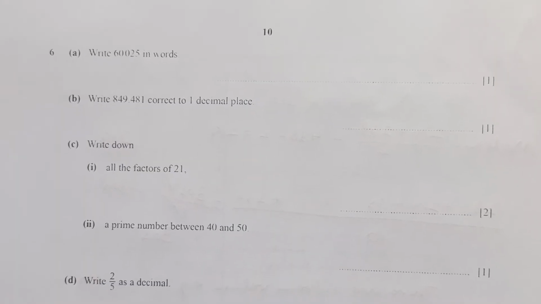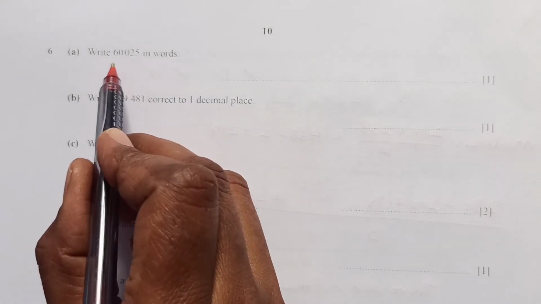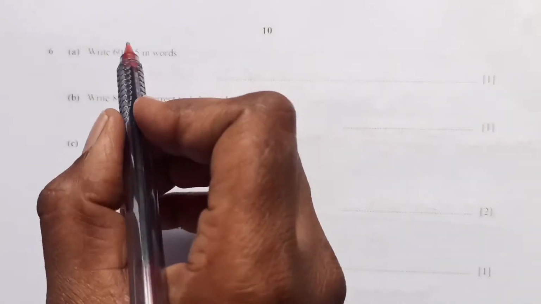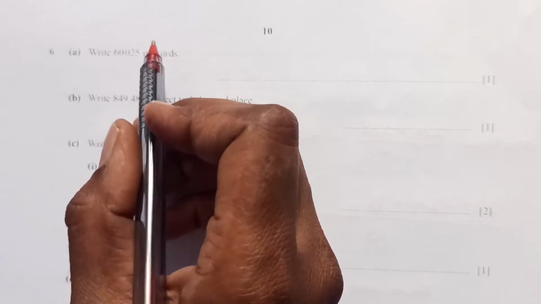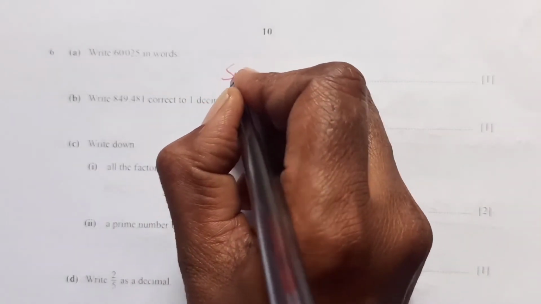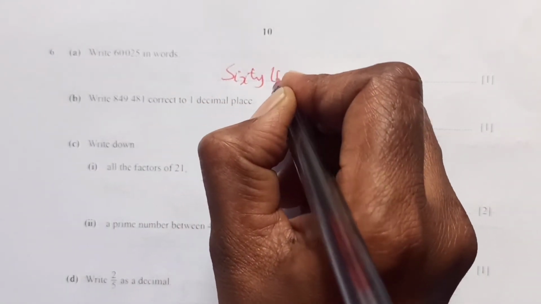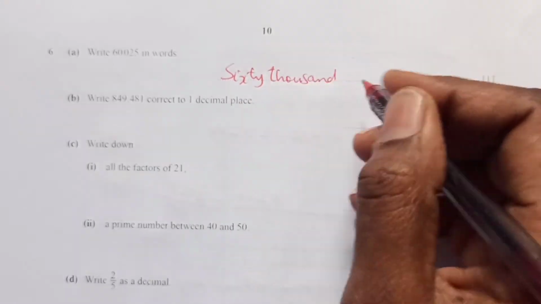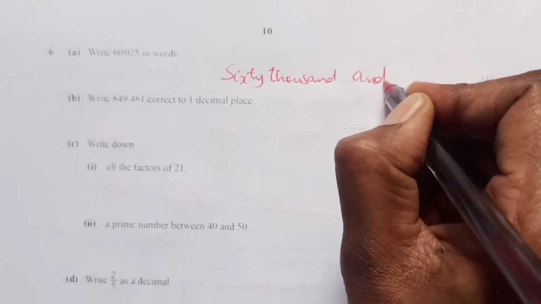So question number 6, write 60025 in words. Now you can see we need to see the digits place here. This is unit, tens, 100, 1000, 10,000. So this is 60,000 and 25.